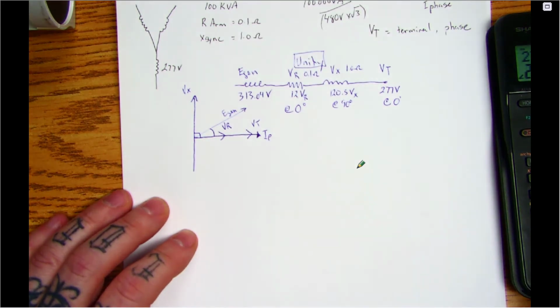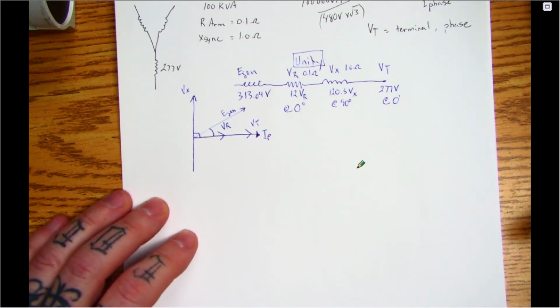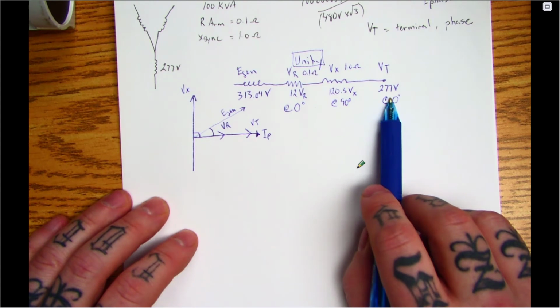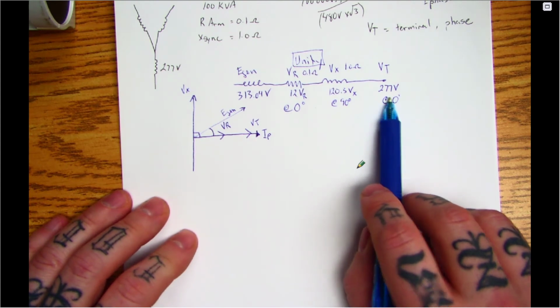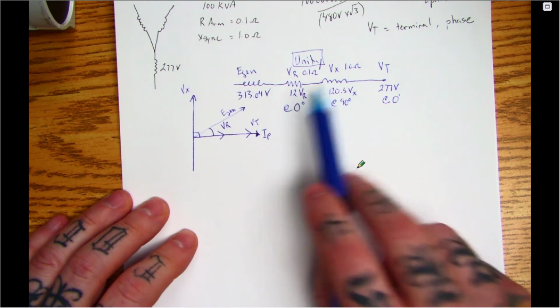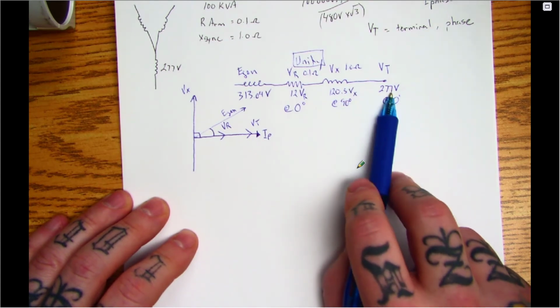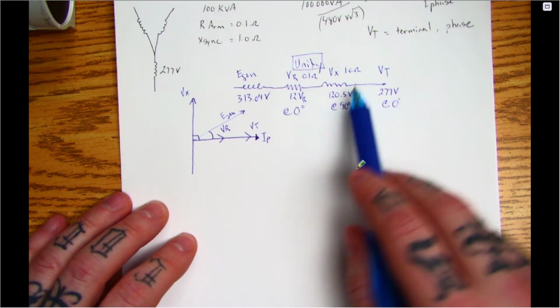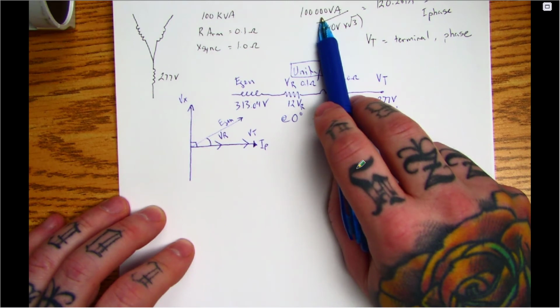Now, what this is saying though is that in order for me to maintain this voltage of 277 on my terminals, I have to generate 313.04 volts, in order to take into consideration that I'm going to have a volt drop here, and then I'm going to maintain this at 277. Again, this is at unity, and I would say under full load because we're using the rated VA here.